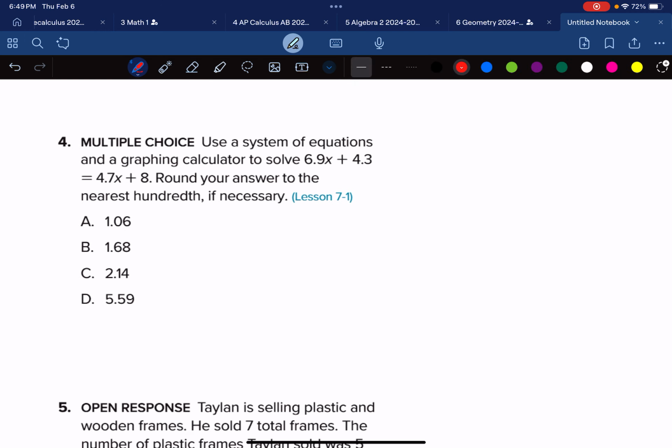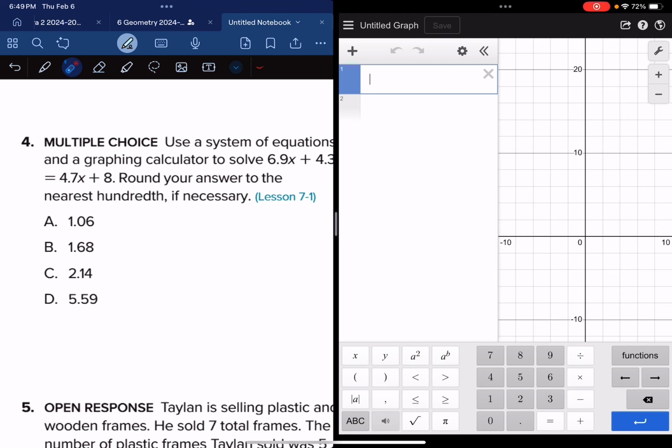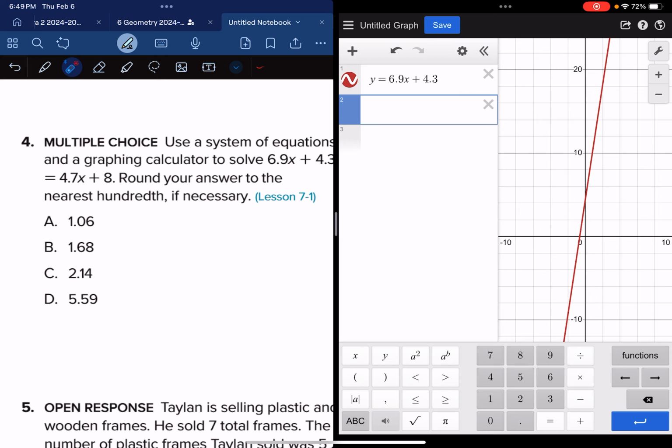And number 4, we actually want to solve this one. It says solve this using a graphing calculator. So the graphing calculator that we use is the Desmos graphing calculator. So if I have my first equation, which is going to be y is equal to 6.9x plus 4.3. My next equation is going to be y is equal to 4.7x plus 8, and I want to find where these intersect.